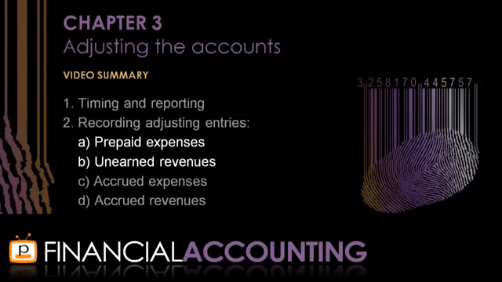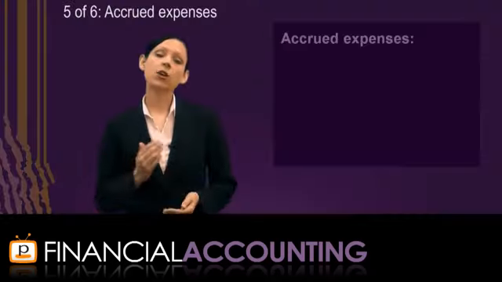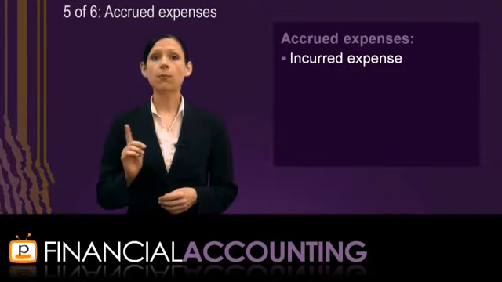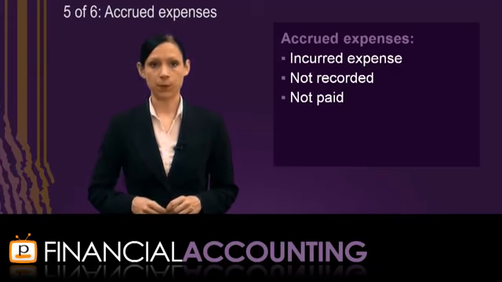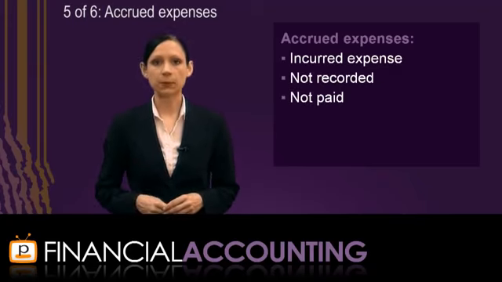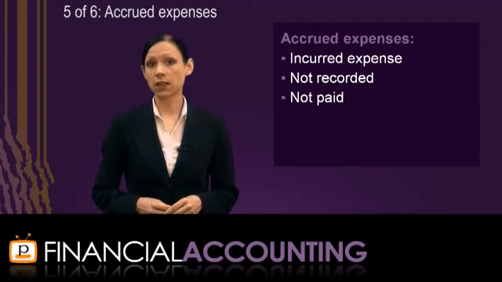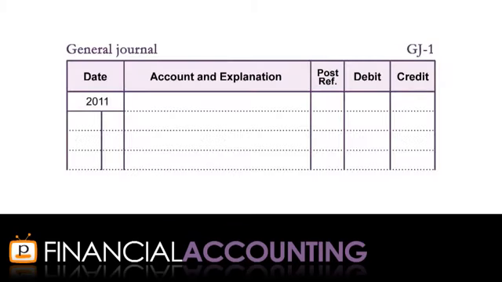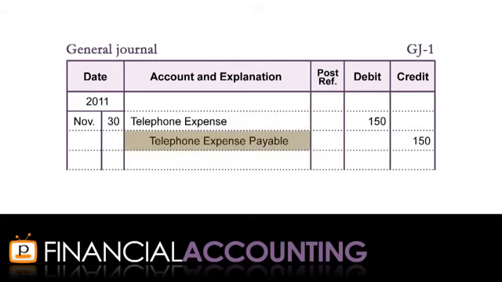Now that we have discussed the 2 prepayments, prepaid expenses and unearned revenues, we're ready to cover the accruals, starting with accrued expenses. Accrued expenses are expenses that we have incurred, not recorded in the accounts and not paid for. For example, as part of the fortune-telling business, we incurred $150 worth of telephone expenses for the month. The adjusting entry to accrue this expense in the accounts consists of a debit to the telephone expense account for $150 and a credit to the telephone expense payable account for $150 to recognise that we will pay the telephone bill in a future accounting period when the bill is due.